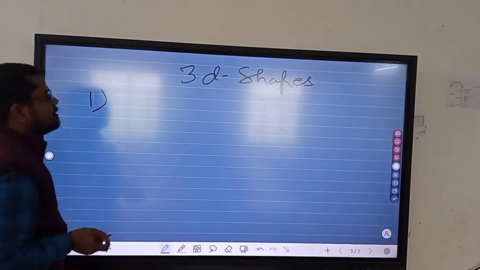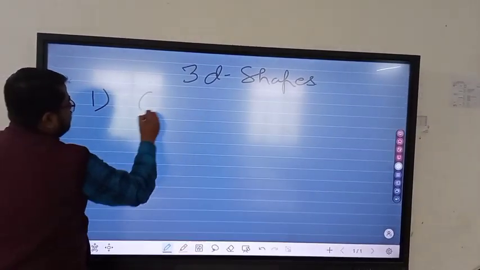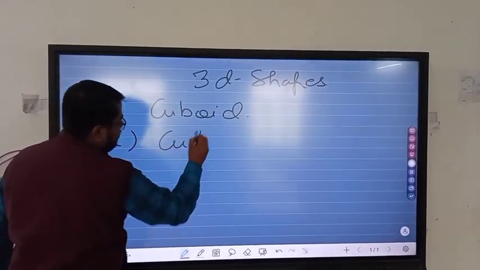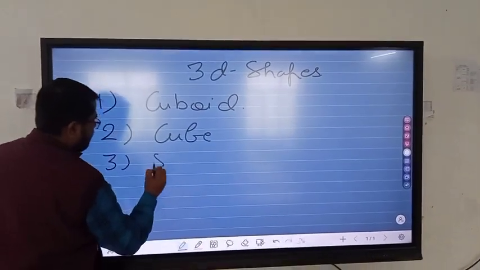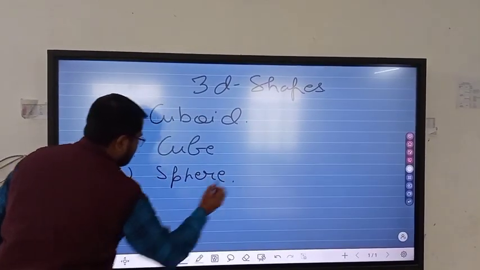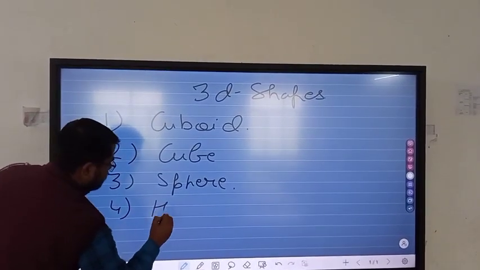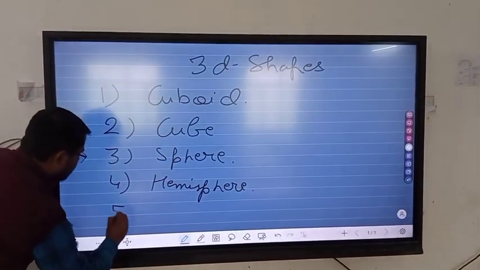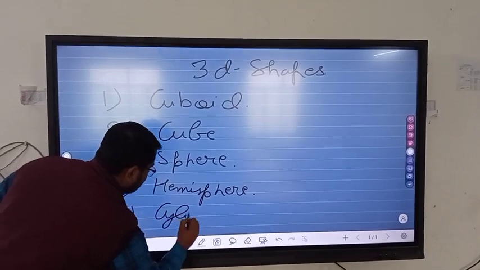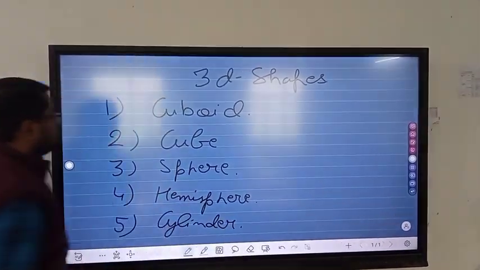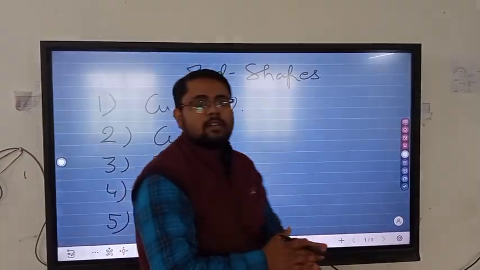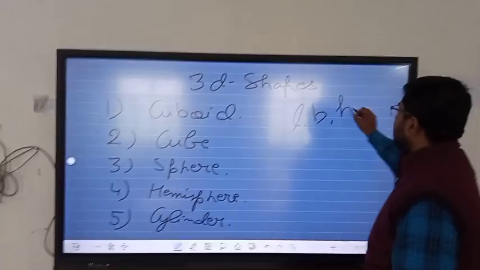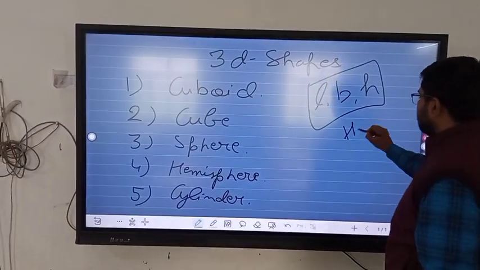Examples of 3D shapes. First, cuboid. Second, cube. Third, sphere. Fourth, hemisphere. And the fifth is cylinder. These are the three-dimensional shapes which have length, breadth and height, means thickness.